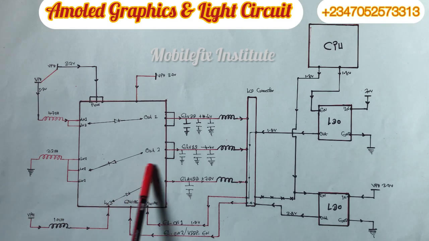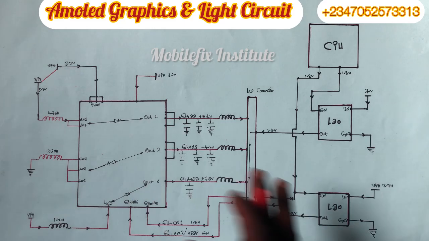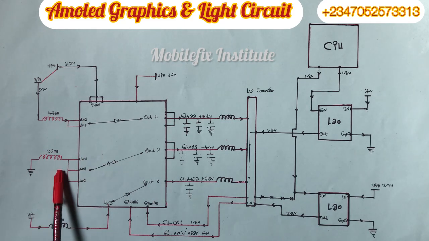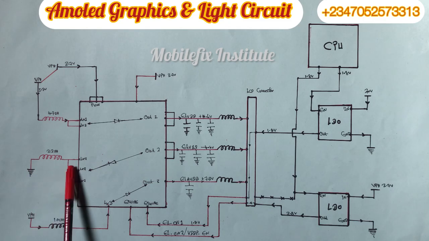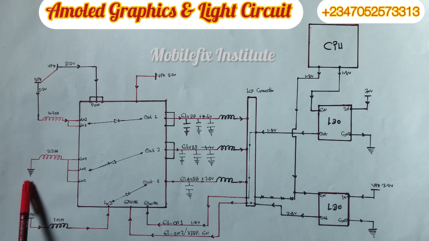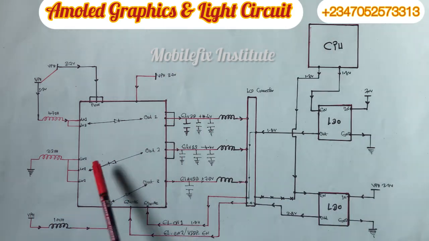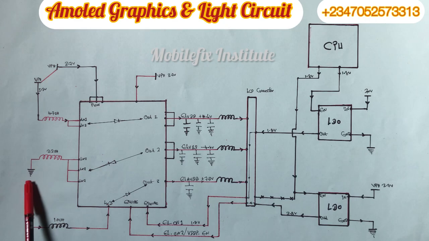On this AMOLED graphics and light IC, there are 3 major coils, 3 big coils around it. So I've explained one coil, and this is the second coil, and this second coil will be shorting to ground because it is connected to ground. Most people, when they see this coil, will think that it is shorting, and they will remove it, and still the phone will not display. So it is not this coil that is shorting. This coil is channeled to ground.